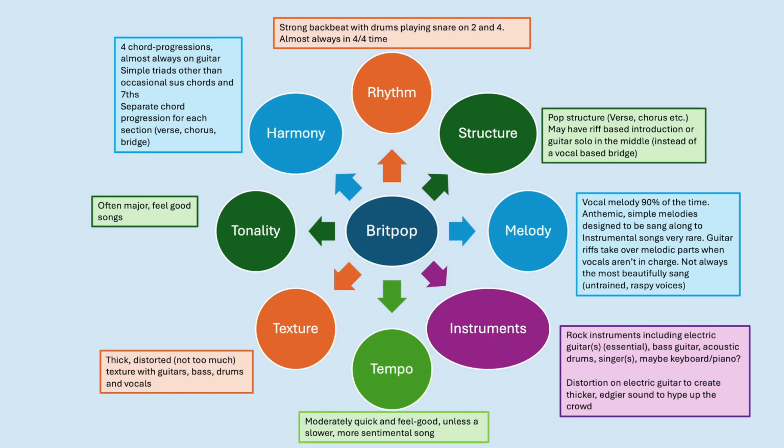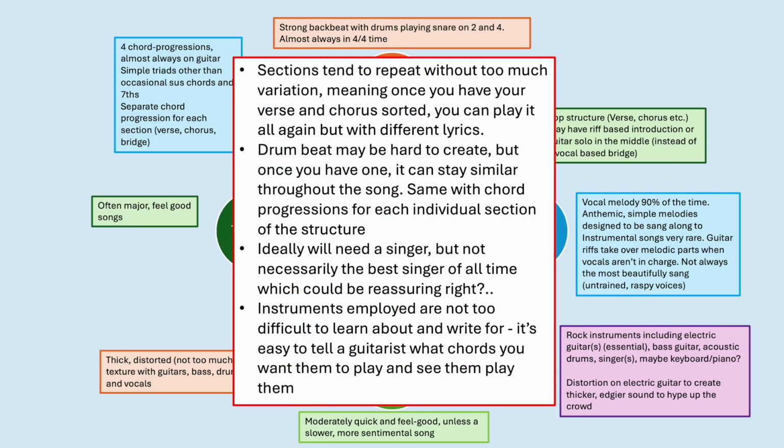Speaking of Britpop, I thought that Britpop would be easy in some ways because the sections that you make, the verses, the choruses, they tend to repeat in a typical Britpop song without loads of variations. So once you've made your verse and you've made it sound really good and authentic, you can repeat that verse but with different lyrics. Once you've got your chorus, you can repeat your chorus with the same lyrics. That's what choruses tend to do in Britpop songs. You might not have much experience making a drum beat in any style, but once you've written your Britpop style drum beat, you can then use that same drum beat for the whole song if you like.